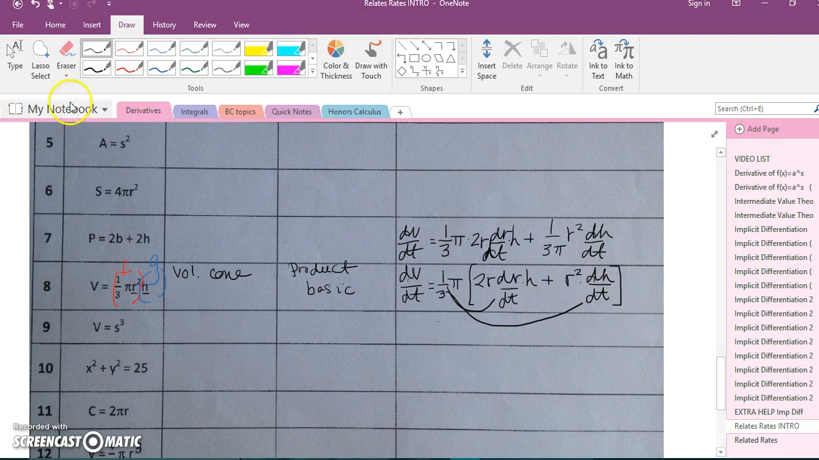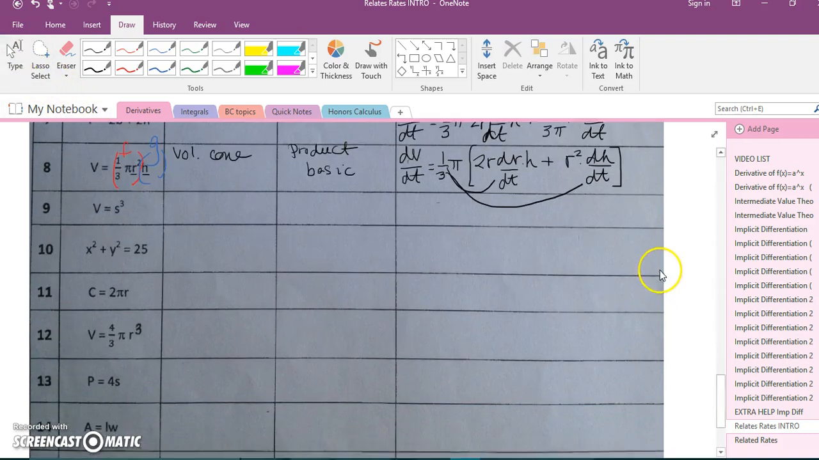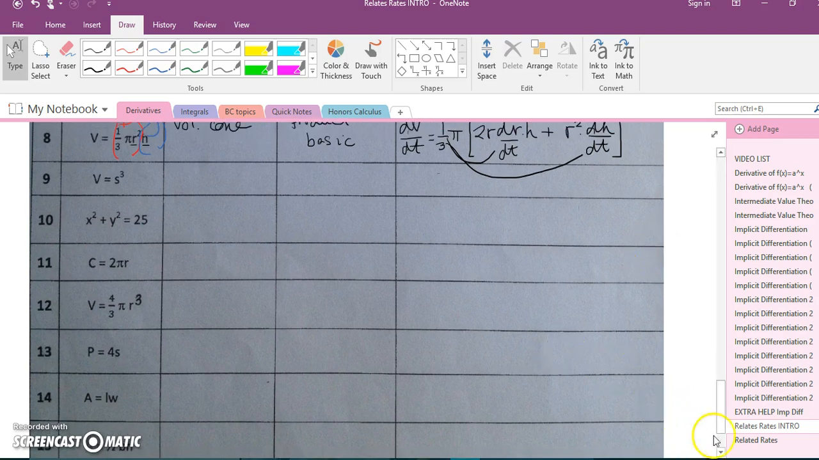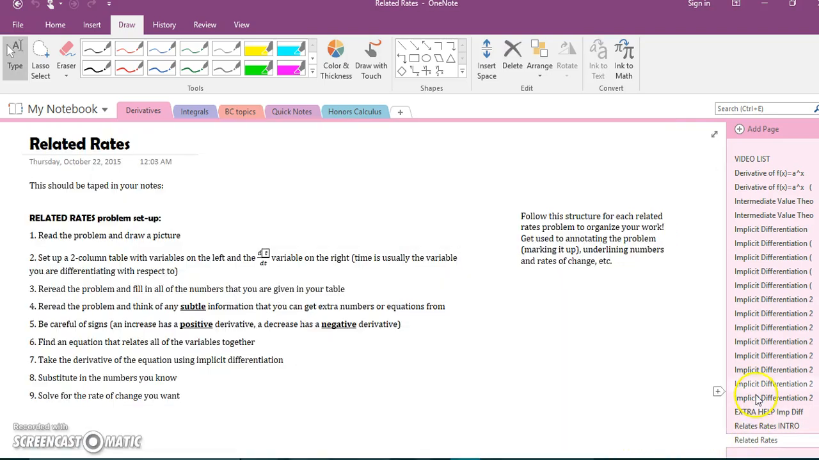So can you please finish filling out this whole thing here, and then tape down this thing here, and continue with the next video called Related Rates.